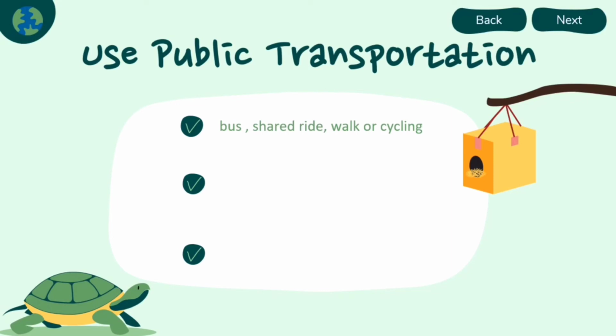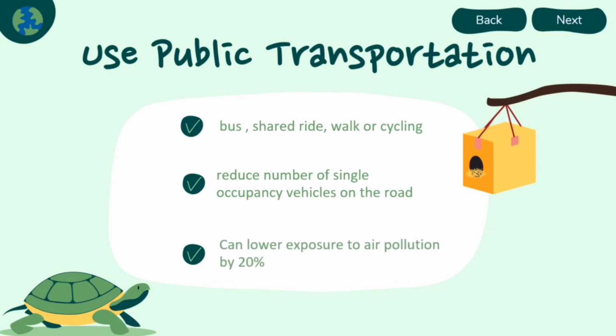Public transportation use is one of the most effective actions individuals can take to conserve energy. Using public transportation can reduce the number of single occupancy vehicles on the road, and this will reduce the amount of pollutants entering the air. Also, walking and cycling down quieter side streets can lower your exposure to air pollution.